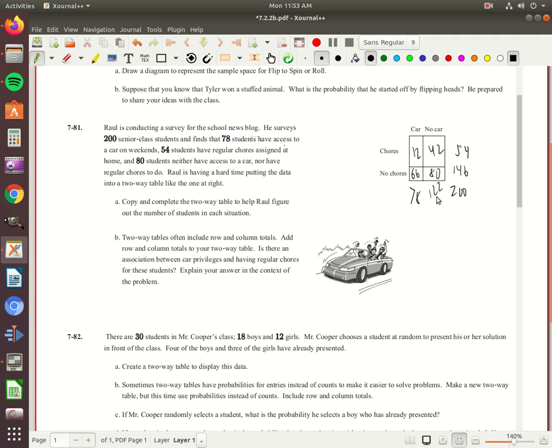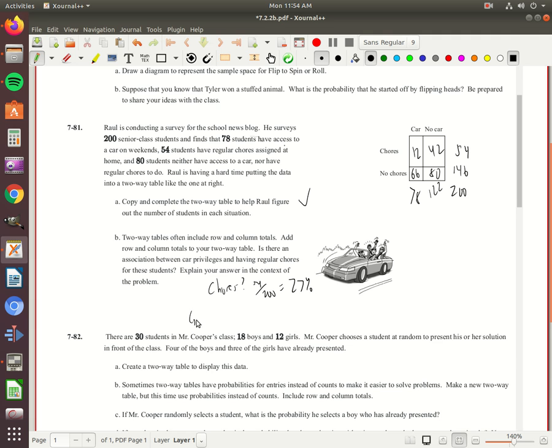So, all right, we have our two-way table done. And now it says that two-way tables often include row and column totals. Add row and column totals to your two-way table. We already did. Is there an association between car privileges and having regular chores? So what we'll do is just ask everyone, do you have chores? And we'll see what they say. So 54 out of 200 have chores. So 27% of people have chores.